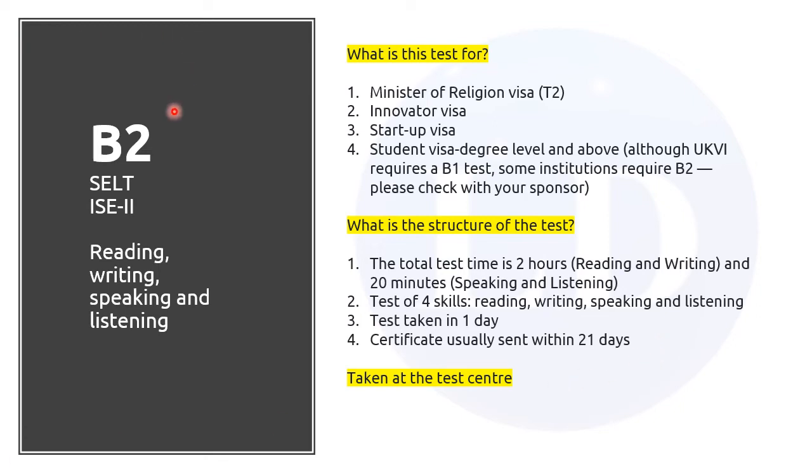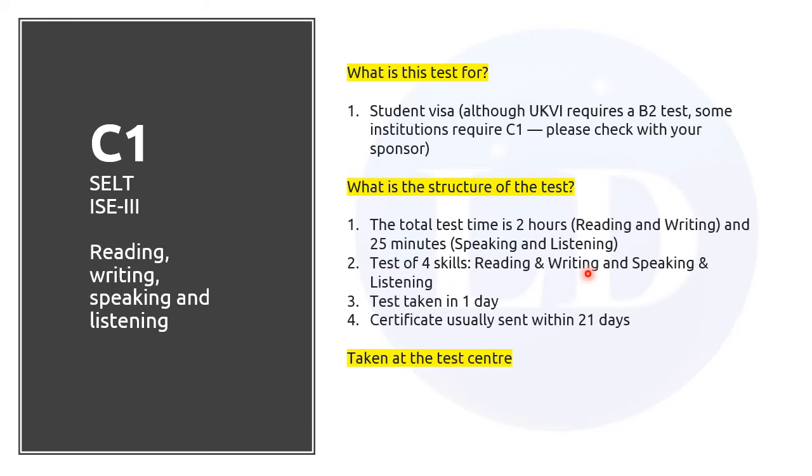Okay, next, C1, which is CELT ISE III, reading, writing, speaking and listening skills. So this is getting higher and higher now. So the structure of the test, what is this test for? It is for student visa, and you can once again check with your sponsor whether they would accept C1.